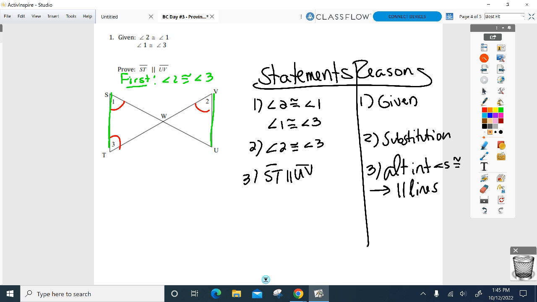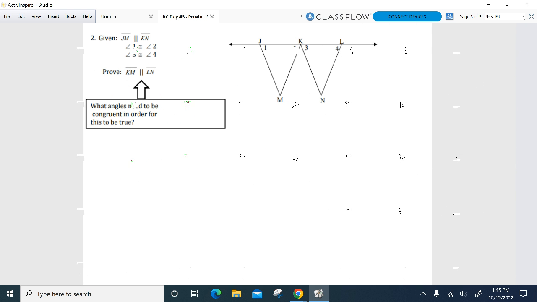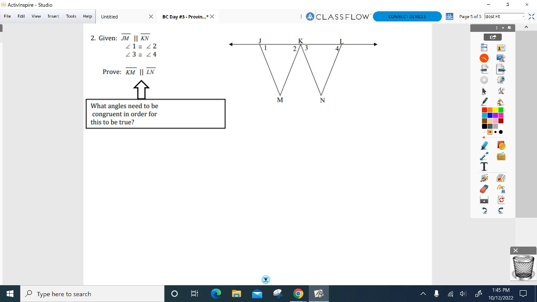All right, you better buckle up now. Go ahead, mark your diagram, get your statements, reasons set up.